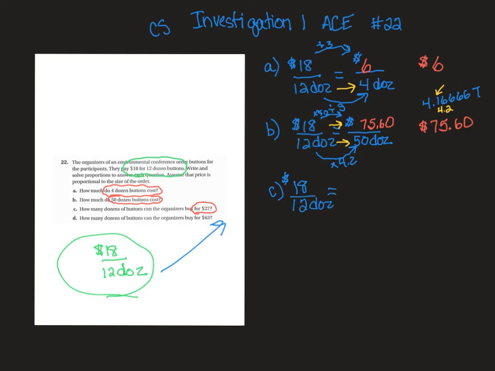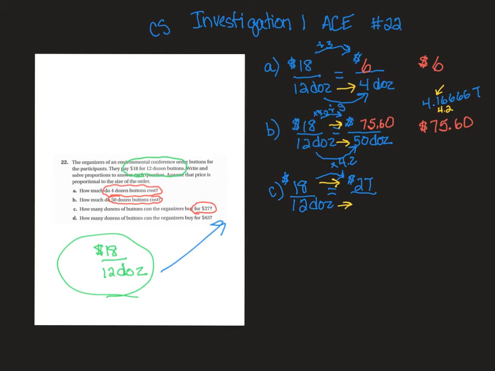Okay, so I'm again setting up my original ratio, and now I'm putting the money up on top. So now I'm looking for the dozens. Same process. I'm still matching up money over here. That means I'm going to have dozens down there. Okay, and I'm going to try to figure out now, what do I multiply 18 by to get 27?